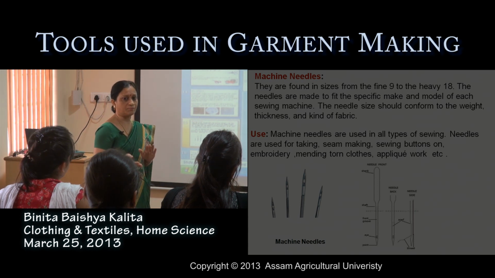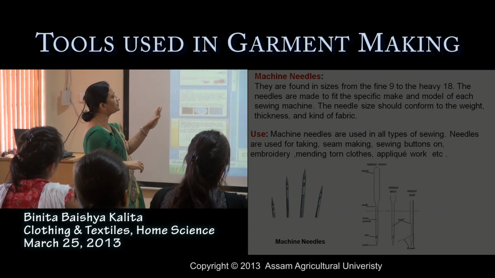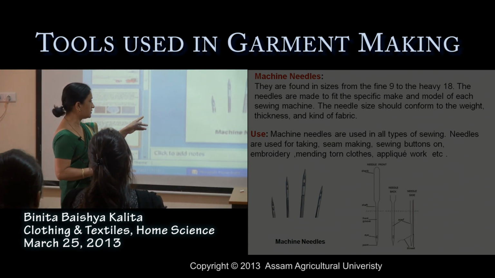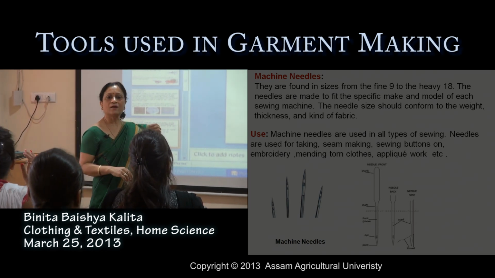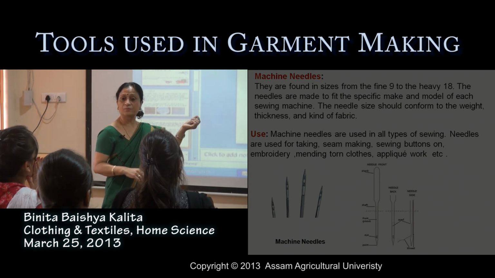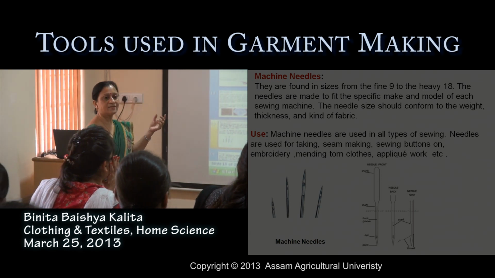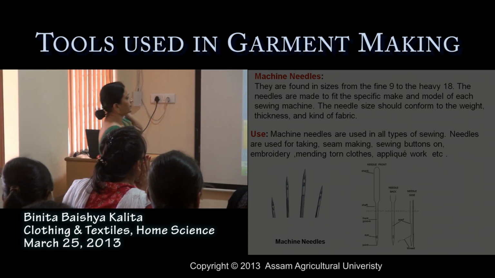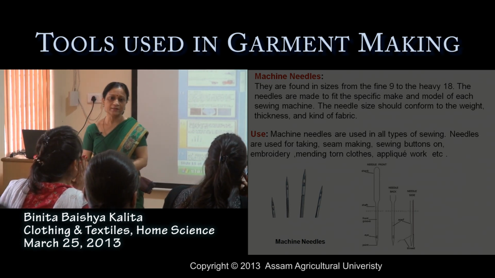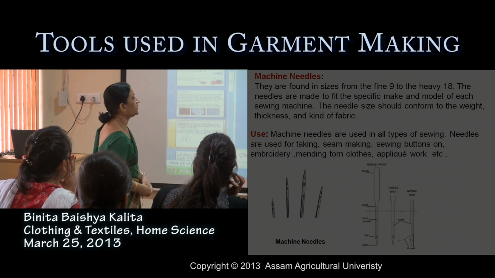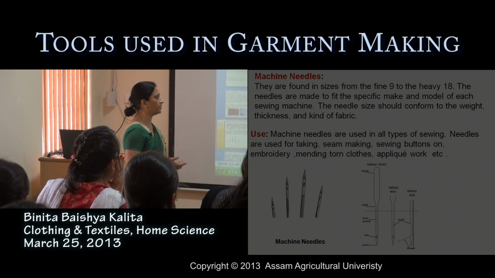So based on the type of fabric, you have to use different types of needle, and you will get needles in different sizes. The eye of the needle will vary depending on the brand as well as the size and type. Okay, and these needles are used for all types of work, that is embroidery, sewing, applique work, and mending also. You can use the needle for all types of sewing.